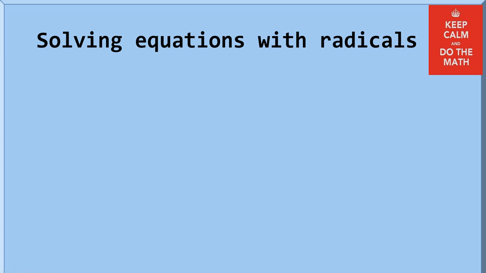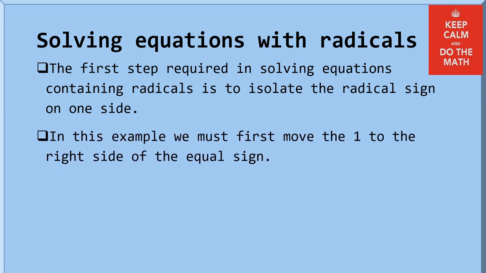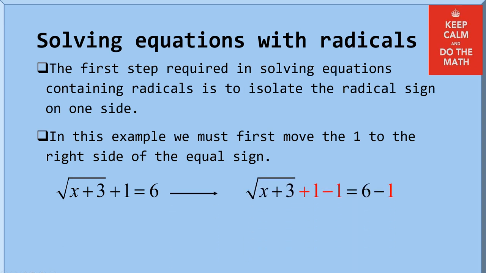In this video, we're going to learn to solve equations that contain radicals in them. The first step required in solving equations containing radicals is to isolate the radical sign on one side. In this example, we must first move the 1 to the right side of the equal sign. So you can see I'm simply going to subtract 1 from the left, but I also have to subtract it from the right. That gives me the square root of x plus 3 is equal to 5. So the radical sign is now isolated on one side of the equal sign.